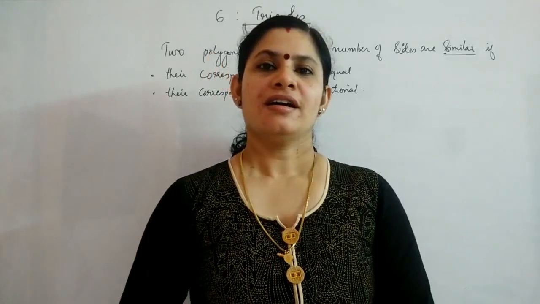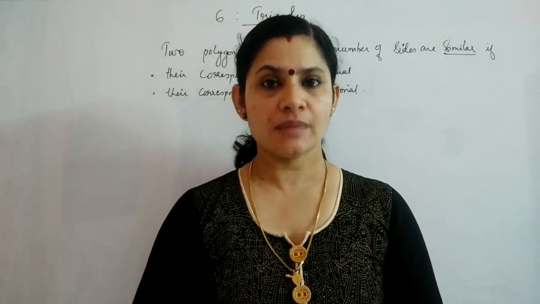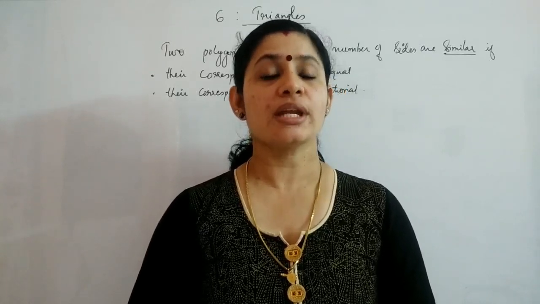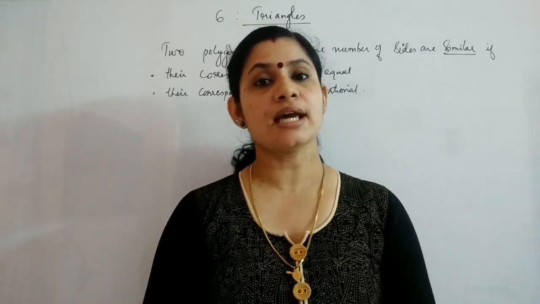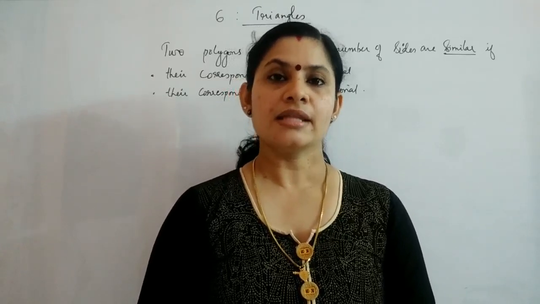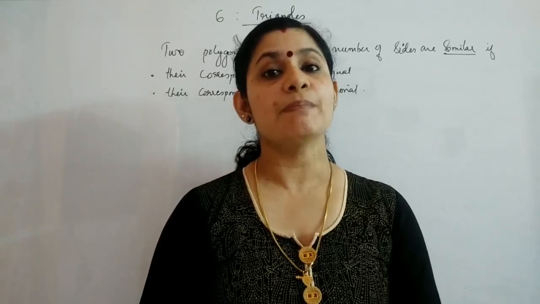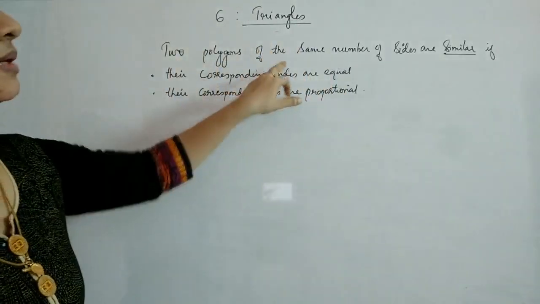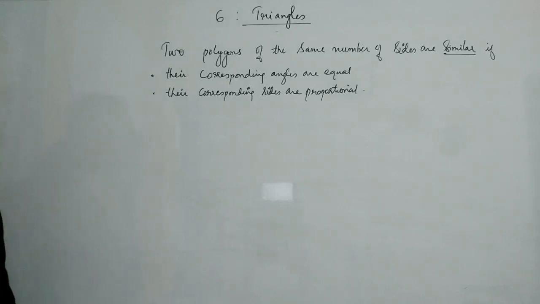Now when you say that two polygons are congruent, two polygons of the same number of sides are said to be congruent if their corresponding angles are equal and their corresponding sides are equal. But when we say that two polygons of the same number of sides are similar, their corresponding angles will be equal and their corresponding sides will be proportional.